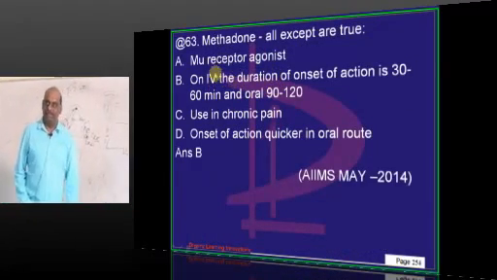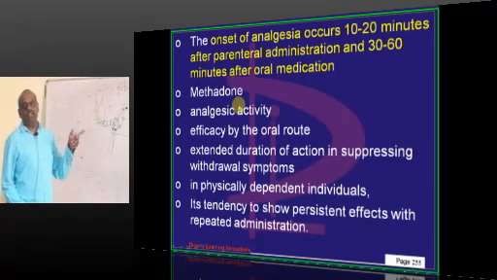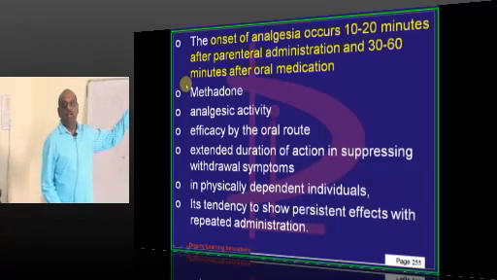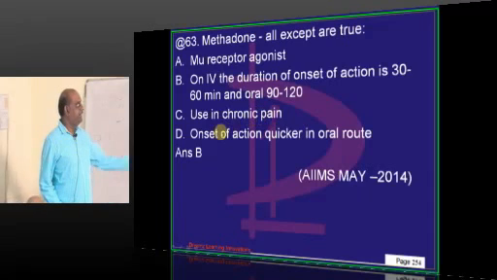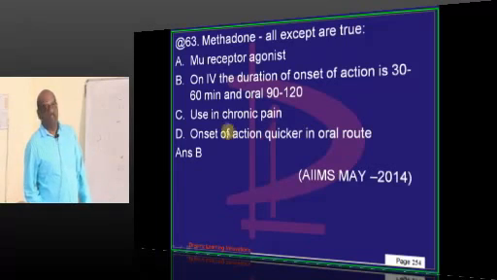Methadone. Methadone, what is the onset? Analgesia begins within 10 to 20 minutes after parenteral and 30 to 60 minutes after oral medication. Just the examiner changed the timings and expected you to answer. But you can answer this kind of questions by elimination. You know that it is used in chronic pain.